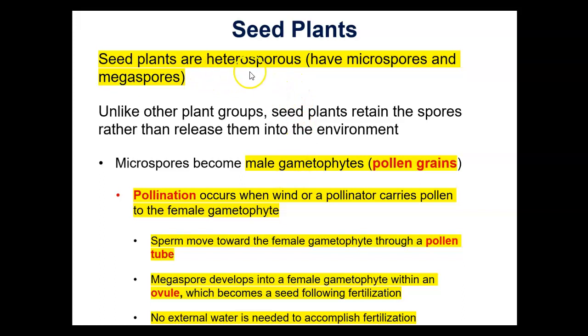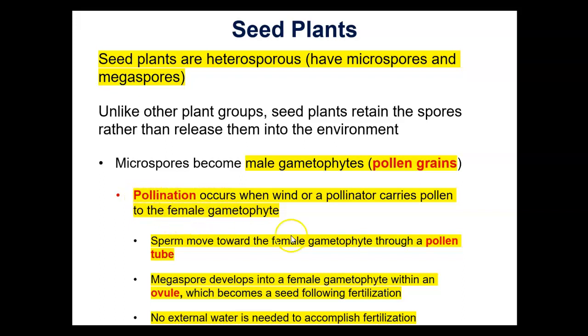Seed plants are heterosporous, and that means they have microspores and megaspores. The microspores, remember, formed into the gametophyte that is male, and then the megaspores would form into the gametophyte, which is female. So microspores became male gametophytes, in other words, pollen grains, and the megaspores became female gametophytes.